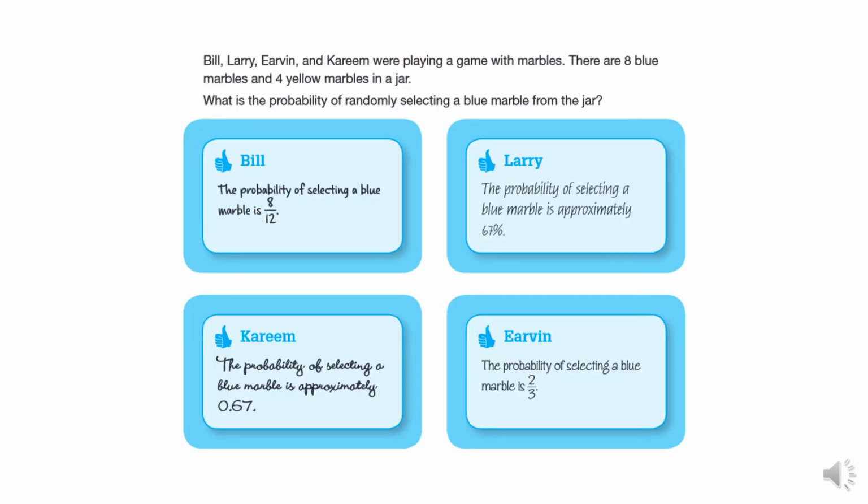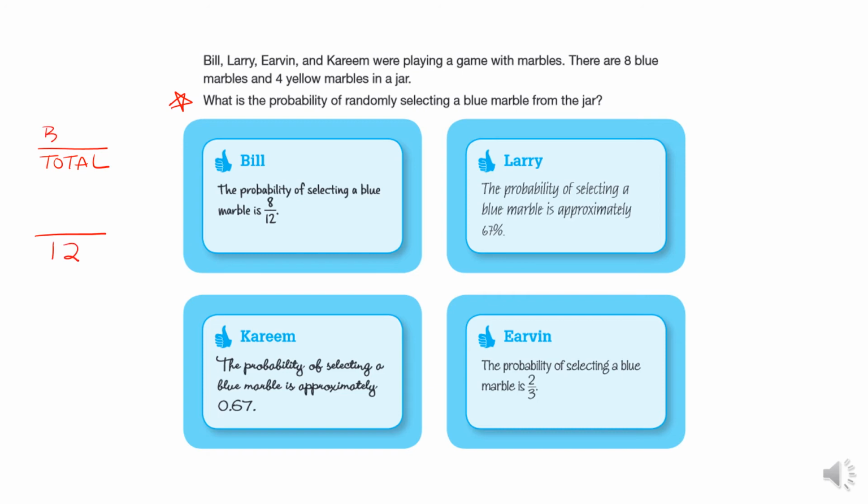Okay, so Bill, Larry, Irvin, and Kareem were playing a game with marbles. There are 8 blue marbles and 4 yellow marbles in a jar. Here is the question. What is the probability of randomly selecting a blue marble from the jar? And you can see that they all have different answers, but they all got a thumbs up. So let's figure it out ourselves. So the first thing we want to know is, what is our total number of possible outcomes? And there are 8 plus 4, and we're only going to pick once, so that would be 12.